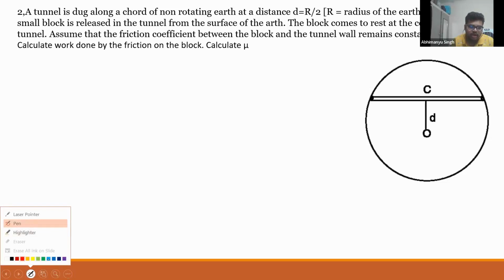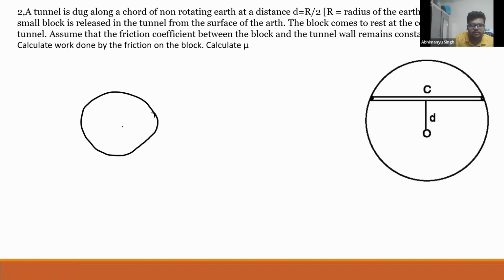Let me draw my own diagram. It will be better for you to understand. This is the Earth. This is the center. This is the sphere. So we have the distance d here. So here the particle is like this. So let us assume any position theta. There is not enough space to draw the FBD. I am just drawing the tunnel and drawing the FBD. Nothing else I'm doing.